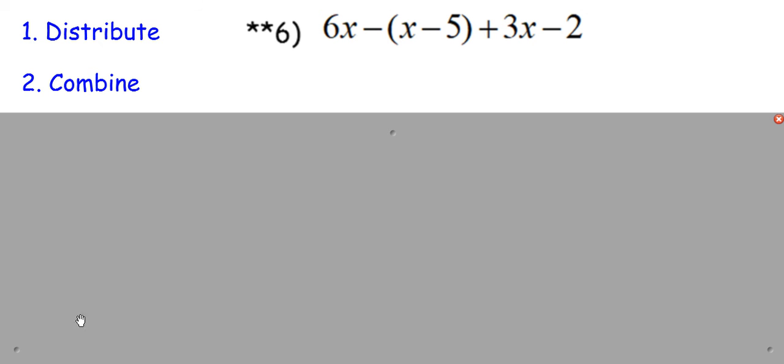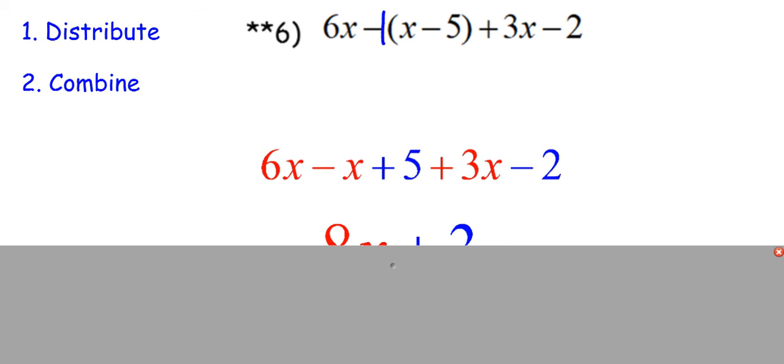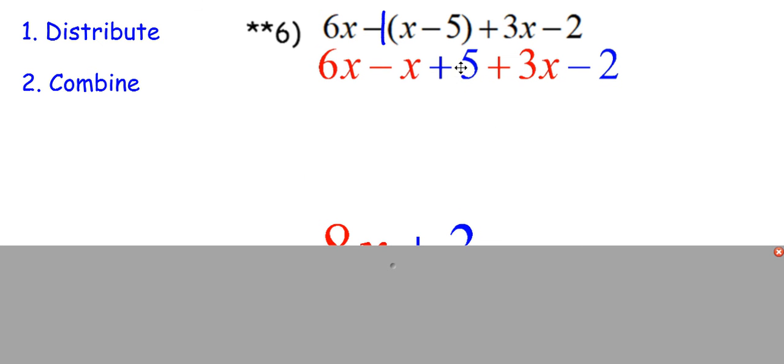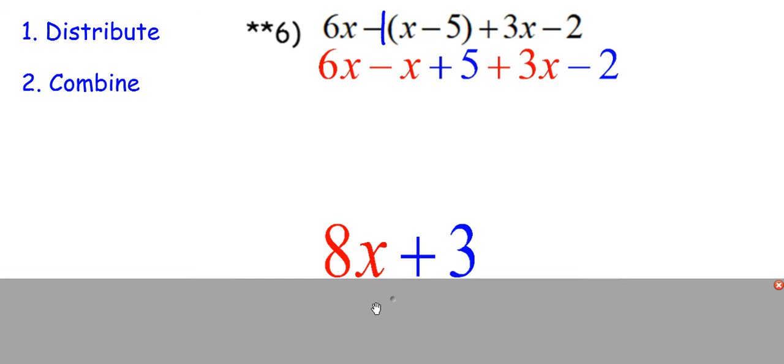All right, number 6. We have 6x minus the quantity x minus 5 plus 3x plus 2. This is really like we're multiplying by a negative 1. Sometimes people find that helpful. So let's distribute. What does that give us? 6x, and then we have a negative times a positive, so a negative x, a negative times a negative is a positive 5, bring down the 3x and the minus 2.